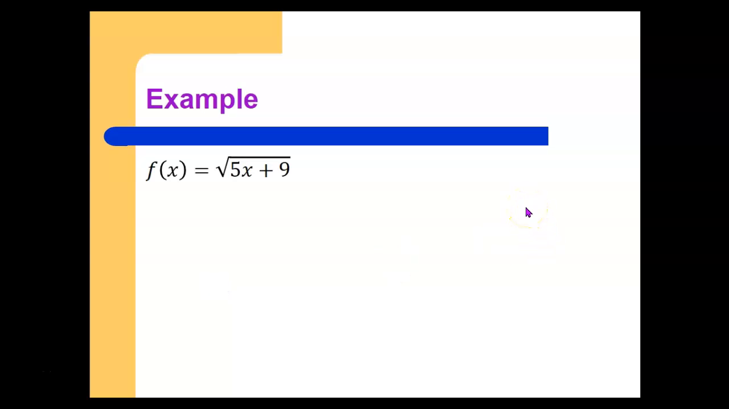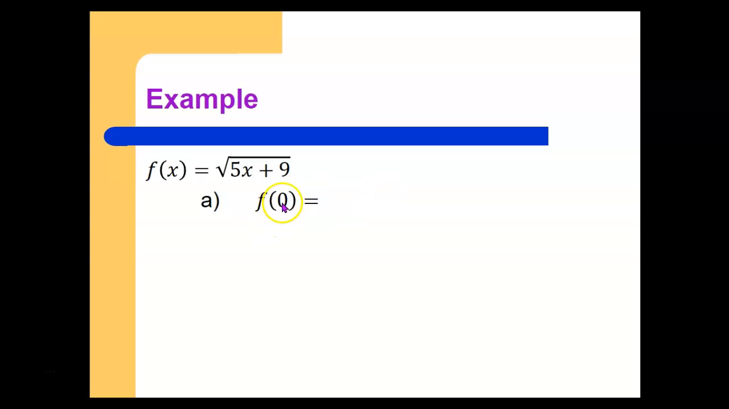Now some examples of a square root function. f of x equals the square root of 5x plus 9. So this is a function that takes whatever number you put in place of x and gives you 5 times that number plus 9, and then it takes the square root of that for the final result.